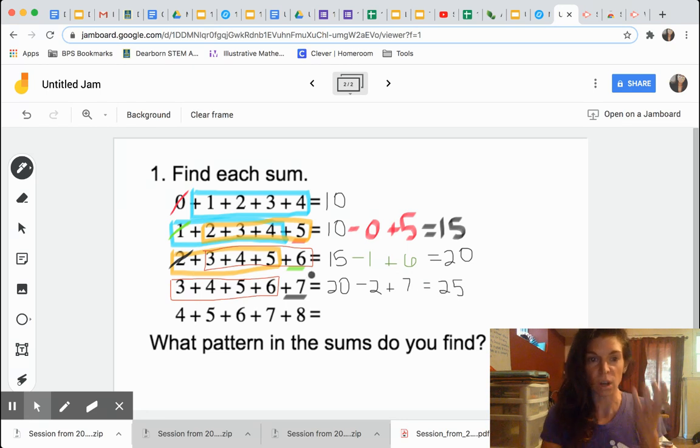We call this using structure. We're using what we already know. We're using what we see. We're using patterns. We're grouping things together and we're taking them apart. And that helps us solve things easier.